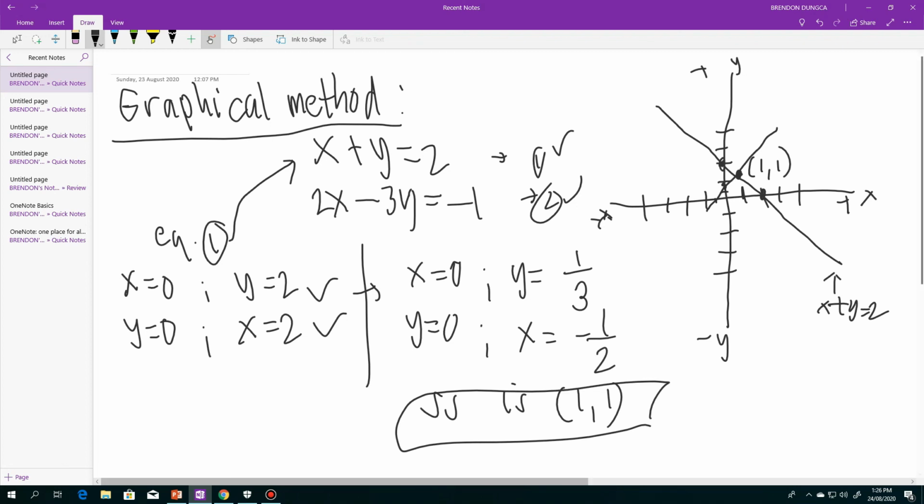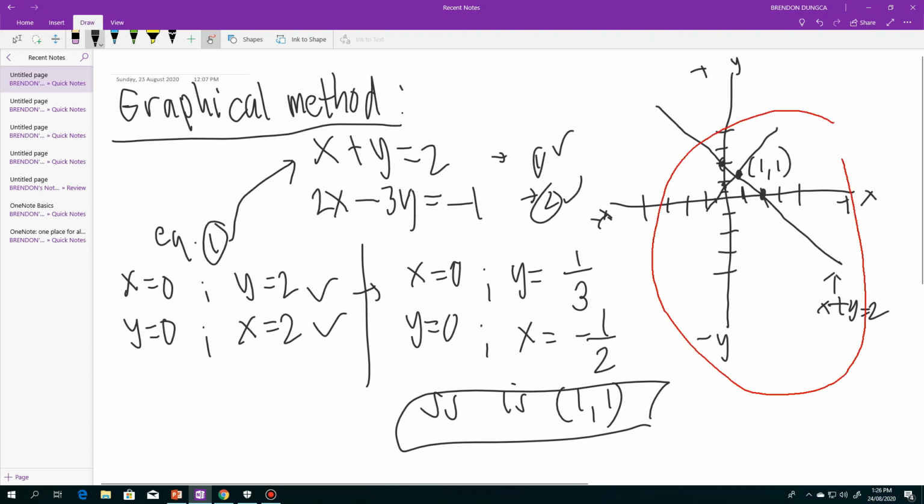Since we are not using graphing paper, this is a bit messy, so we cannot see 1, 1. To check, we can refer to a graphing calculator or a graphing program.